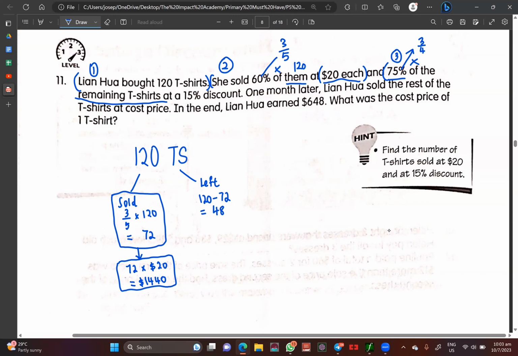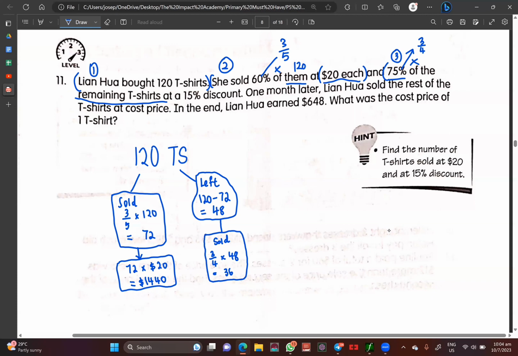So did the person sell all of this 48? No, the person did not. What did the person do? The person only sold 3/4 of this 48. So out of this, I will have sold as well. So I will simply do 3 over 4 times 48, and I'll get to an answer of 36. So this is the part that is sold.